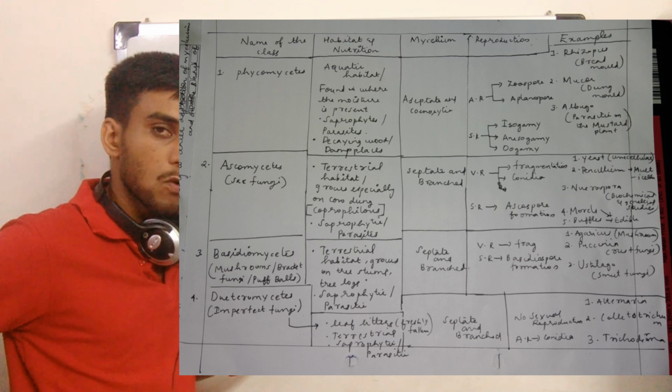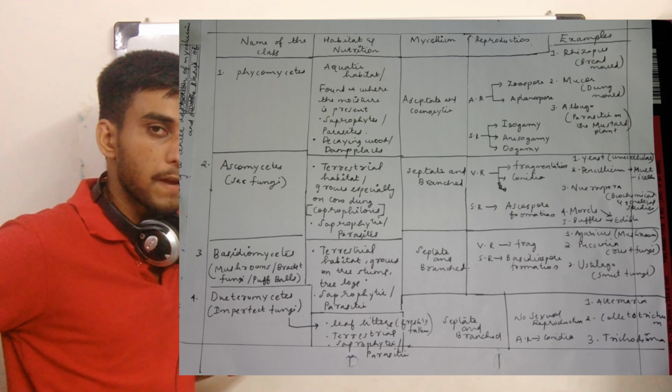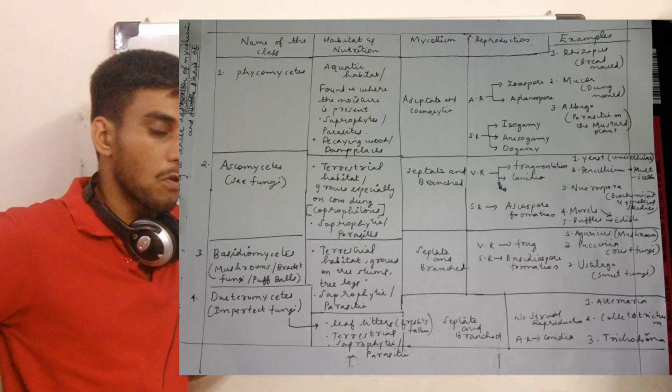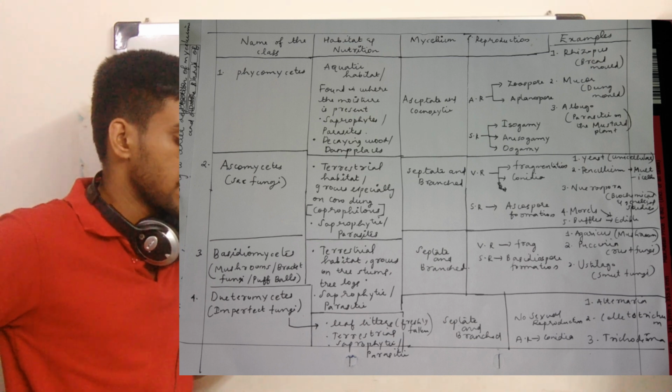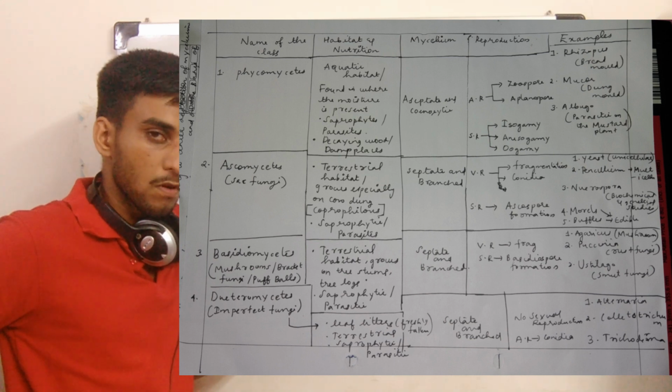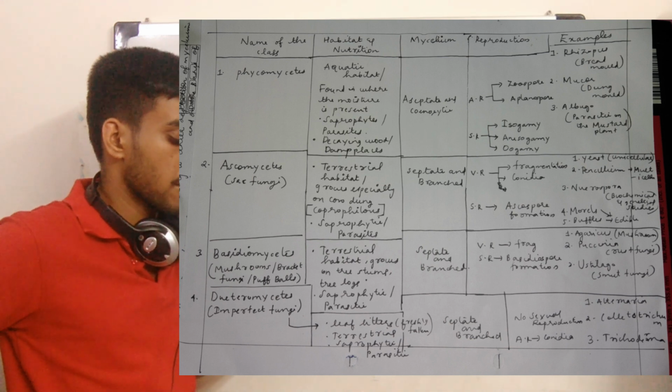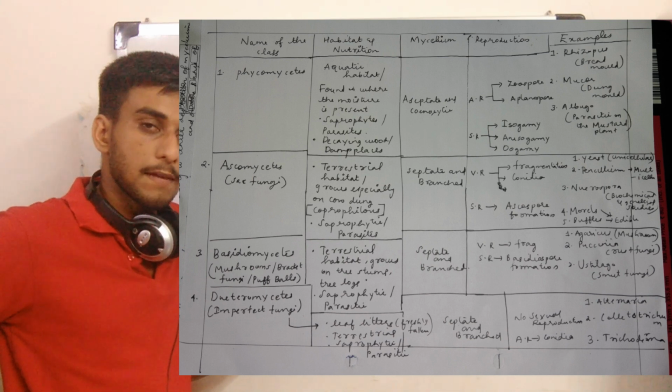Next, Basidiomycetes are also known as club fungi or bracket fungi, or they are known as mushrooms or puffballs, etc. They have a terrestrial habitat, growing on stems and tree logs. They have a saprophytic and a parasitic mode of nutrition. They have septate and branched hyphae. Okay, why are they known as club fungi?